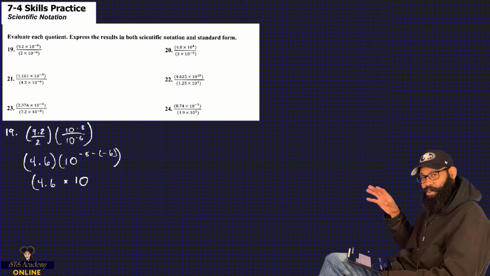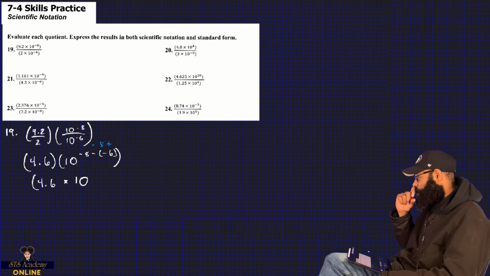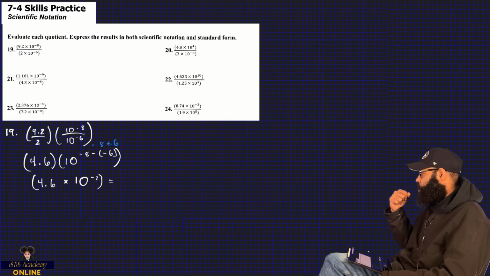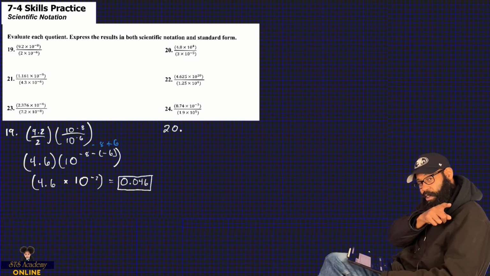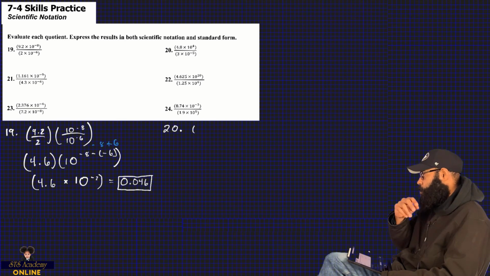Showing the parentheses for the base 10. So 4 and 6/10 times 10 to the left. And again, -8 plus 6 is going to end up giving you -2. So again, they want us to write it in scientific notation. I'm going to get a box around that. We're going to have to write it in standard form, meaning we're going to make it small, but only 2 decimal places. So once I pass the 4, I need 1 more, so that's where the 0 comes in. So 0.046. No worries about boxing the scientific notation.